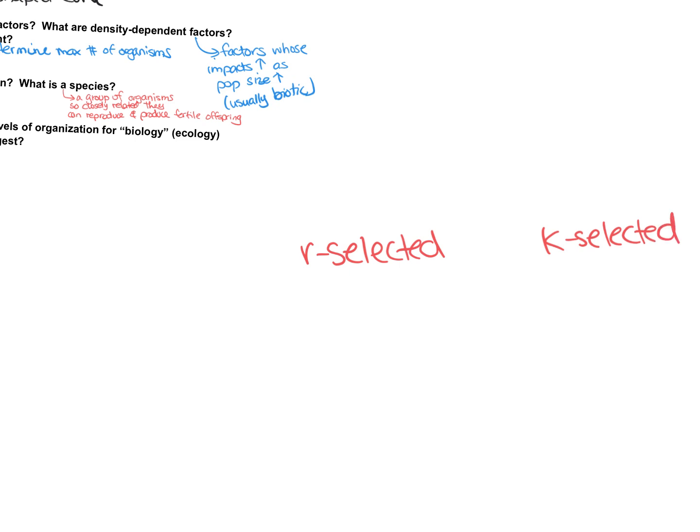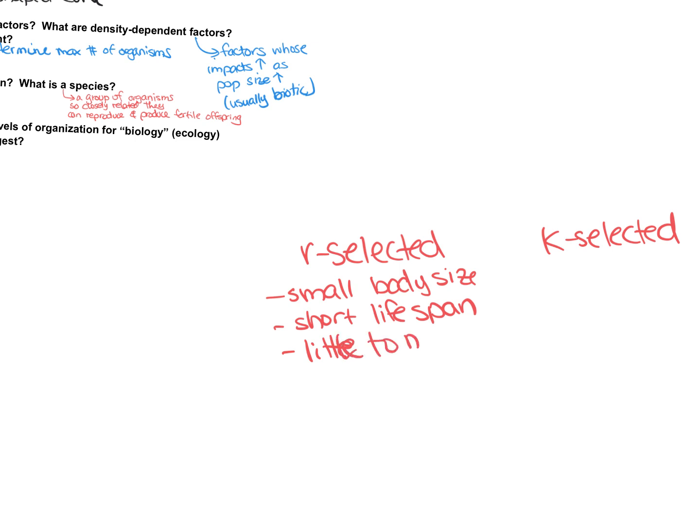R-selected species, these tend to have a small body size. They tend to have short lifespans. They give little to no parental care. They have a short gestation. So small body size, short lifespan. They don't give any parental care. They just have babies and leave. And a very short gestation.